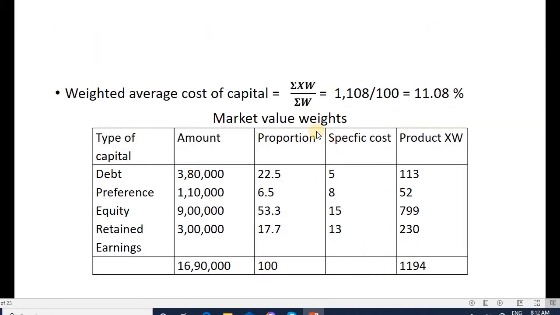The weighted average cost of capital formula is summation of XW divided by summation W. 1108 divided by 100 is 11.08%. This is based on book value weights. Now we'll see based on market value weights. The specific cost is the same for market value weights also.